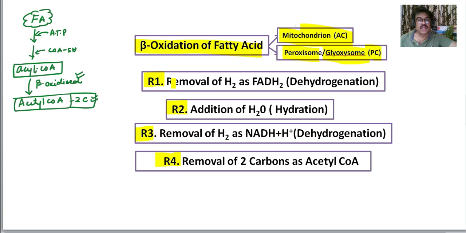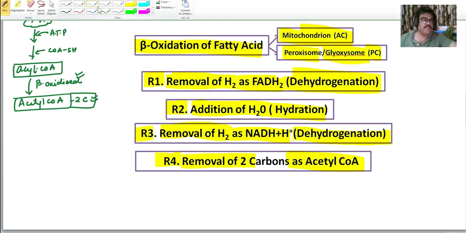In reaction 1, a molecule of hydrogen is released in the form of FADH2, and that process is dehydrogenation, because hydrogen is released. In the next reaction, a water molecule is added. That process is hydration. Again, a molecule of hydrogen is released in the form of NADH, and that process is dehydrogenation. Now, the last reaction, in which the 2-carbon compound acetyl coenzyme A is released, and the remaining fatty acid undergoes another round of beta oxidation.